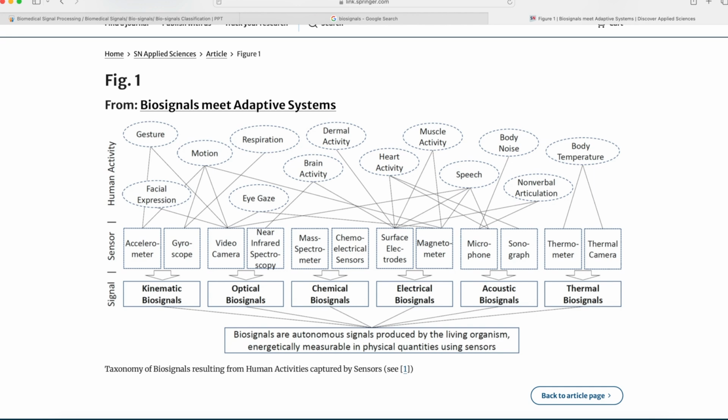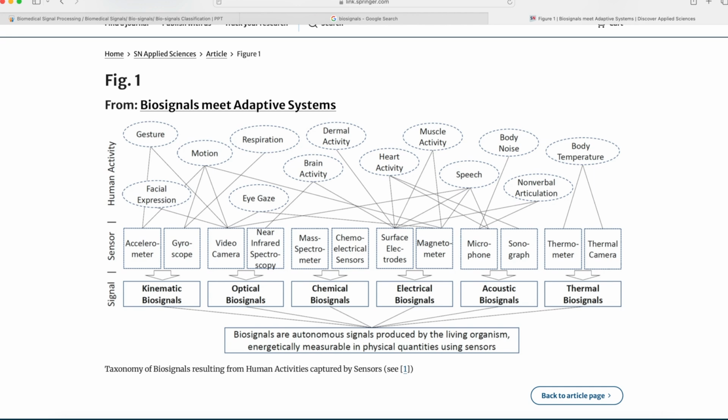Taxonomy of biosignals resulting from human activities captured by sensors. So here are all the different biosignals that are watching your human activity recognition radar. Biosignals are autonomous signals produced by the living organism, energetically measurable in physical quantities using sensors.